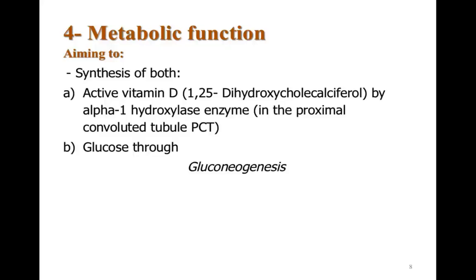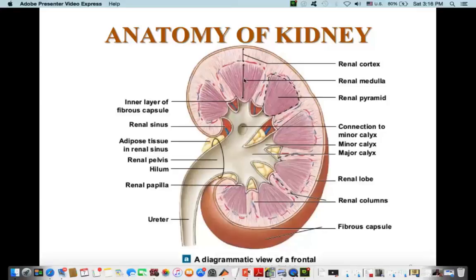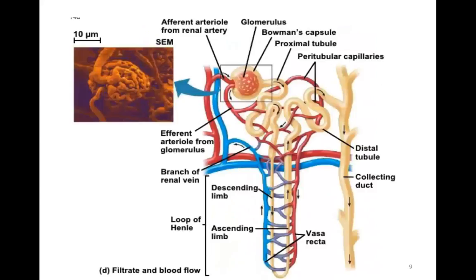Now, what you need to know about the anatomy of the kidney is that each kidney is divided into 6 to 18 lobes. Each lobe consists of a cortex that covers a pyramidal-shaped medulla with outer and inner layers. A medulla drains into the renal pelvis through a renal papilla. The functional unit of the kidney is the nephron. There are about 1.5 million nephrons in each kidney.